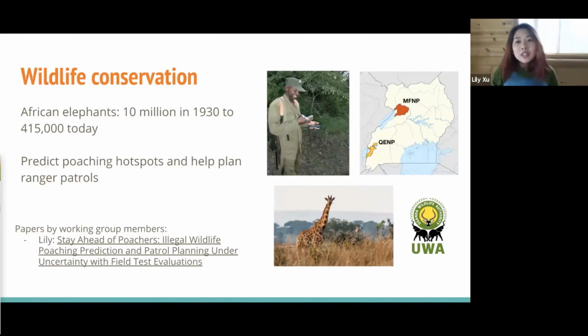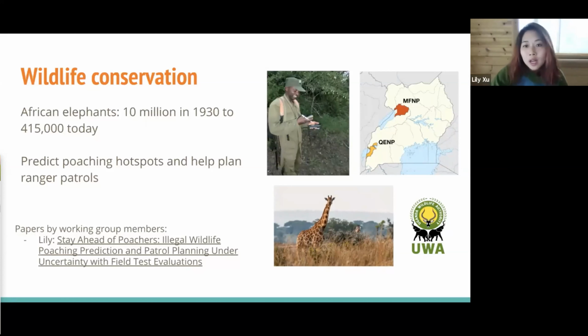If we want to preserve these critical species, and often keystone species within an ecosystem, we must take action today. The biggest drivers of this wildlife loss are primarily habitat loss and also illegal wildlife poaching, where poachers will hunt creatures like elephants for their tusks to sell on the illegal black market. So an opportunity for data science is to predict poaching hotspots to help rangers plan patrols. One of the biggest ways that we're able to help combat poaching is through ranger-conducted patrols.